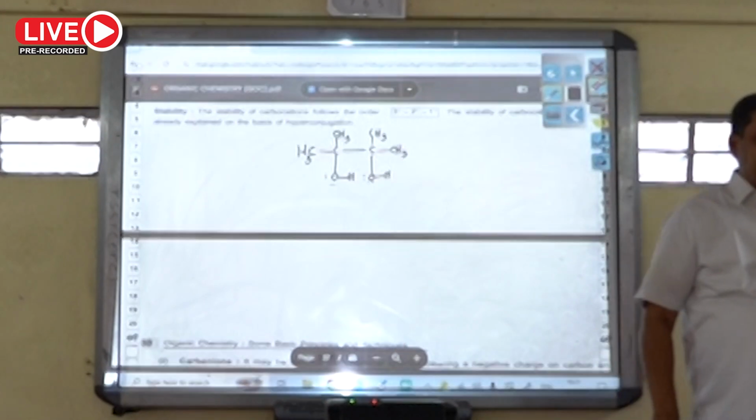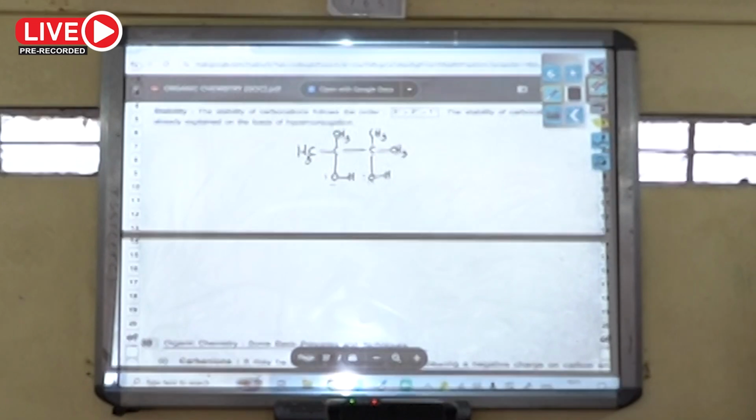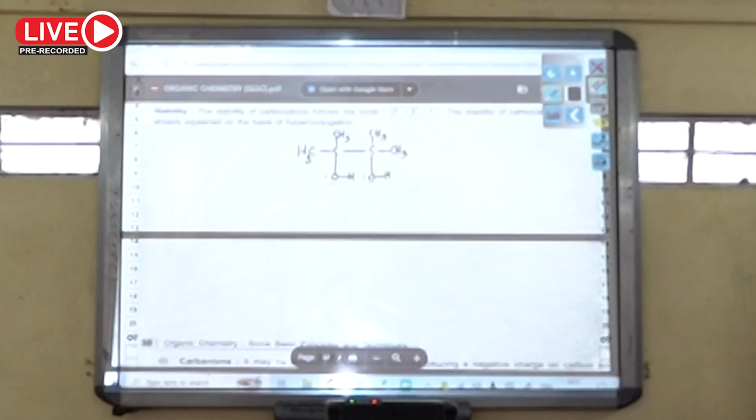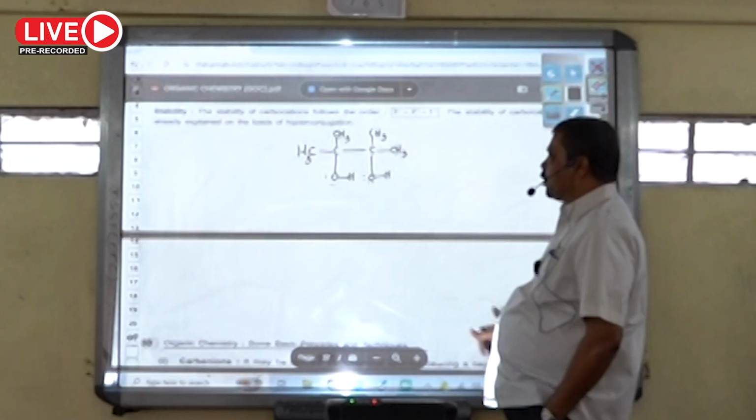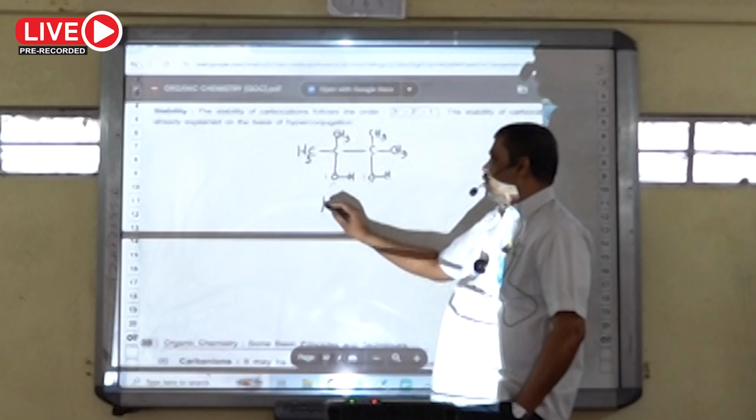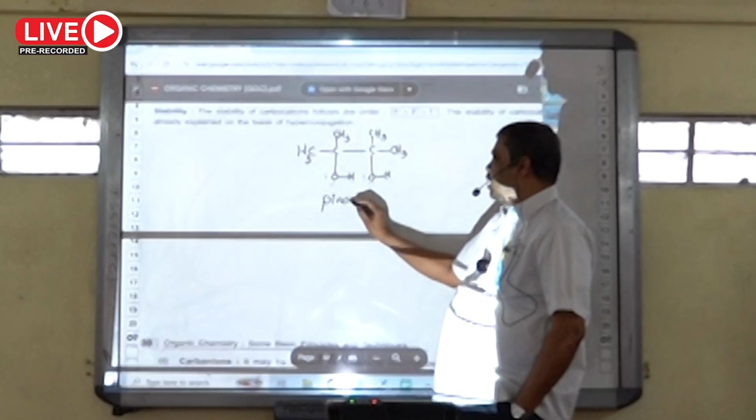What is the IUPAC name of this? IUPAC name easy. Very good. 2,3-dimethyl butane-2,3-diol. Actually, this compound, popularly in the common system, is called pinacol.